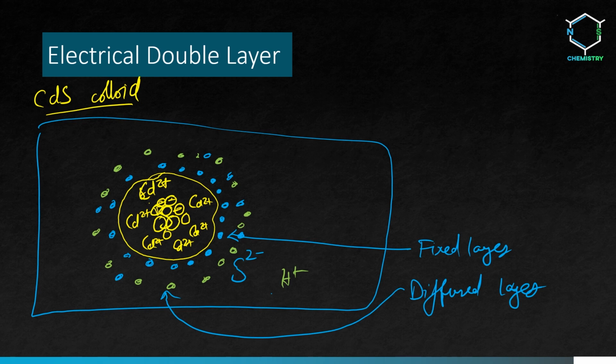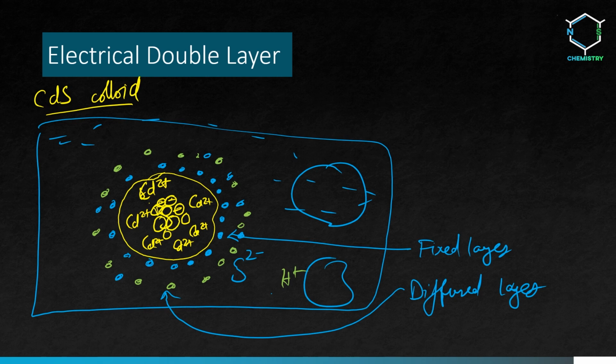Now the fixed layer has some particular charge. In this case the fixed layer is negatively charged. So if the fixed layer is negatively charged, outside it there will be a diffuse layer. The diffuse layer overall will be positively charged, but it will be a mixture of both negative and positive. And the rest of the colloid is like this. So there are multiple such colloidal particles which are negatively charged. So this is what is happening.